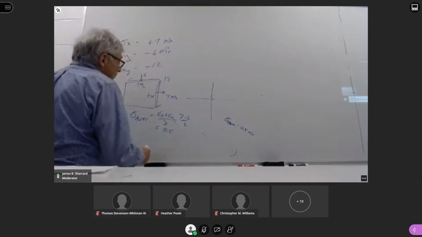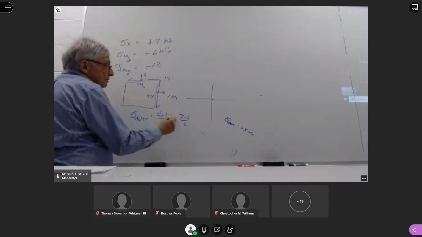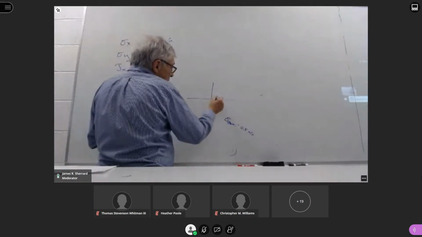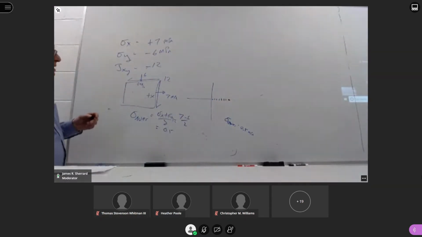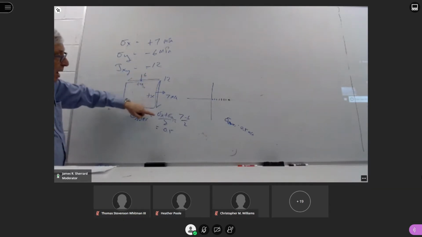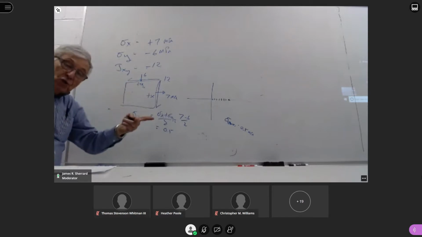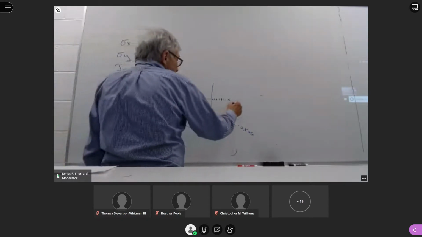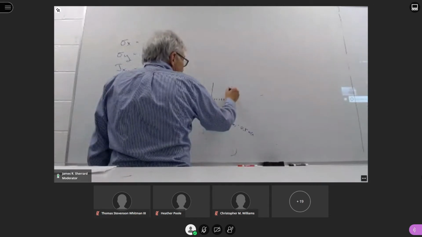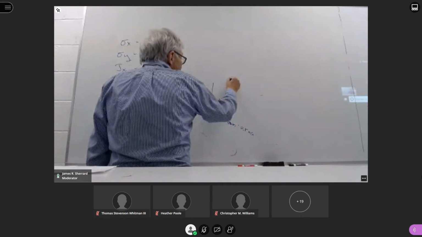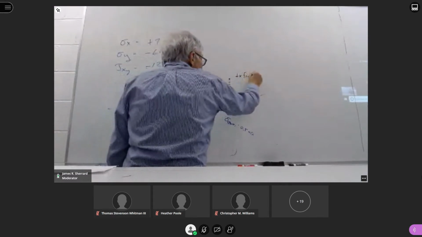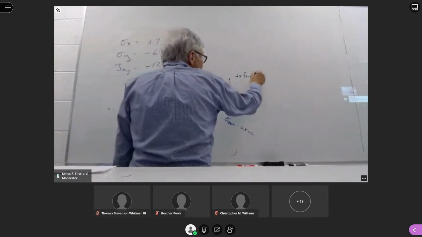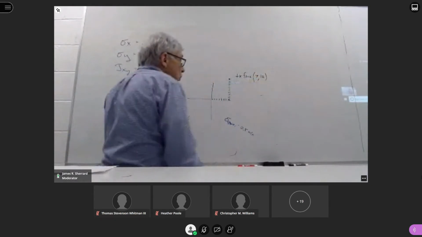I then need to draw the plus x face. What is happening on the plus x face? I know it's +7. 2, 3, 4, 5, 6, 7. And this is -12, but I know I plot it as +12 because you reverse it on the plus x face. So 1, 2, 3, 4, 5, 6, 7, 8, 9, 10, 11, 12. So this point is the plus x face, and it is exactly 7 and 12.